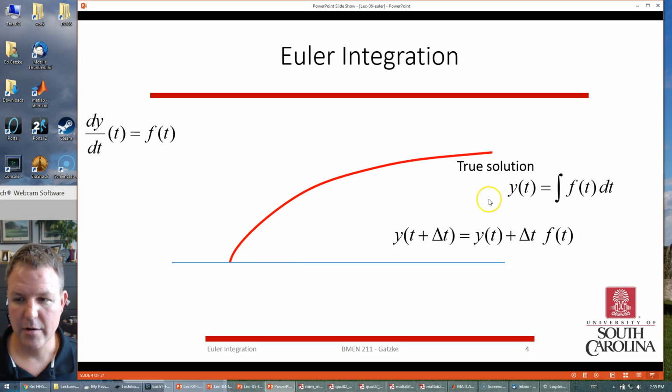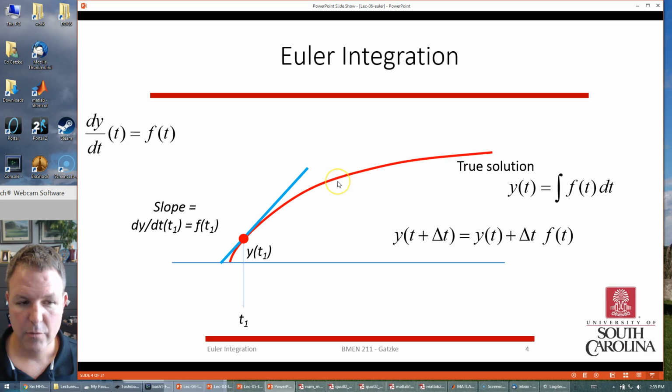So here we have this dy/dt equals f of t. When we put this together, we know at some point in time we start off, and this is our value for y. At our initial point in time, say t1 is our starting point at time, we know the value for y of t, and we know dy/dt because we know the right-hand side of this equation.